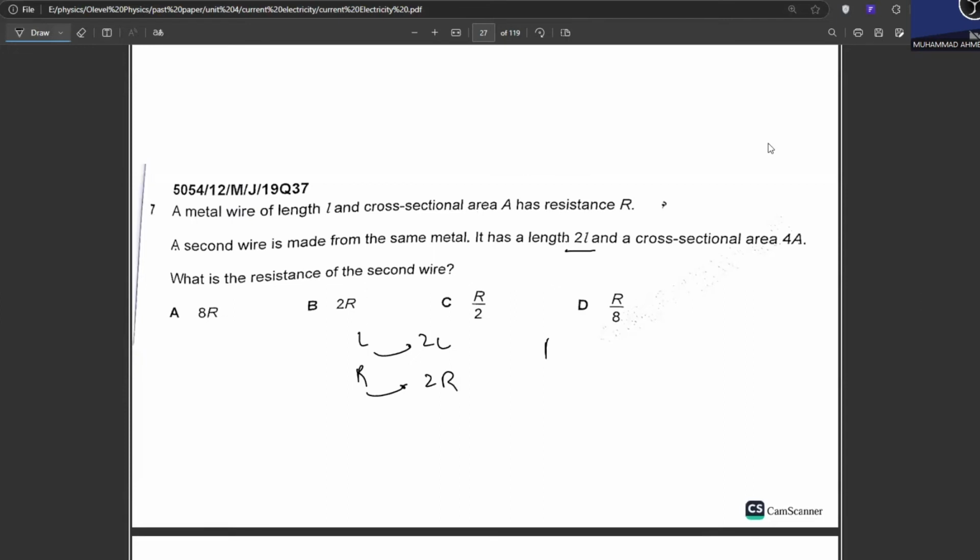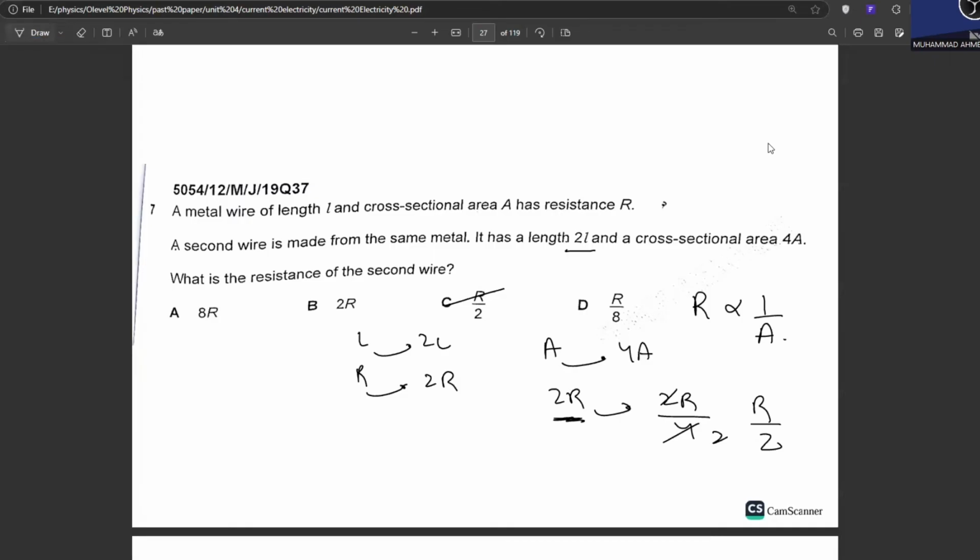So if your area is increasing from A to 4A, what will happen? We know resistance is inversely proportional to area. Your resistance will decrease by a factor of 4. 2R divided by 4 will become R over 2. C is your answer. And why have I taken initial resistance as 2R? Because my length had doubled, so my resistance was initially doubled. Okay, so let's further move ahead.